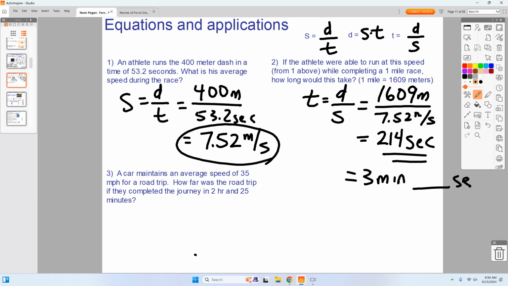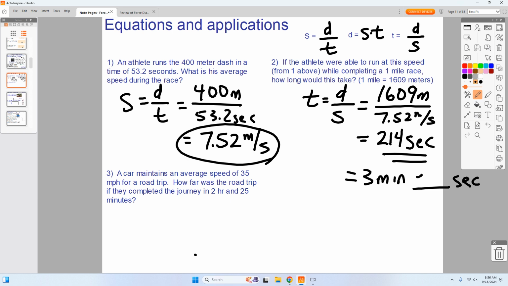Now, some of you are strong with that. Some of you are going to be able to look at that and say, yeah, I can determine the number of seconds. Others are going to say, I don't know how to do that. 60, 120, 180. That's the number of seconds in 3 minutes. I would take, from 214, I'd take away 180, and I get 34 remaining. So what that would be is a 3 minute, 34 second mile.